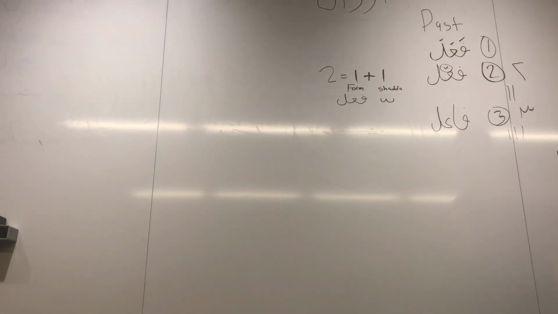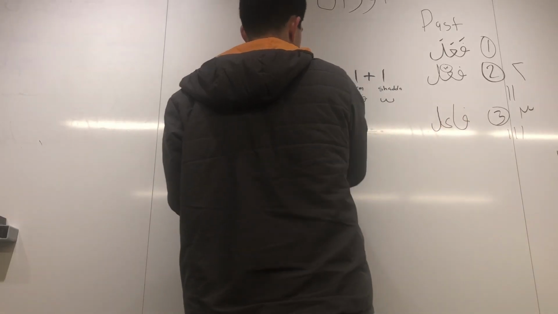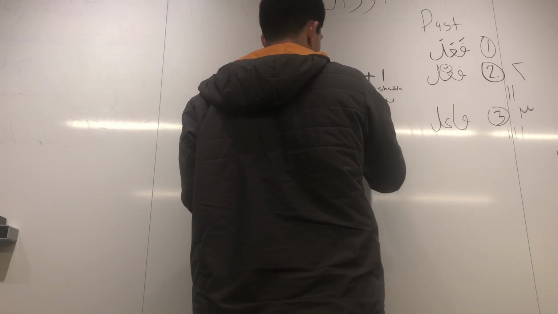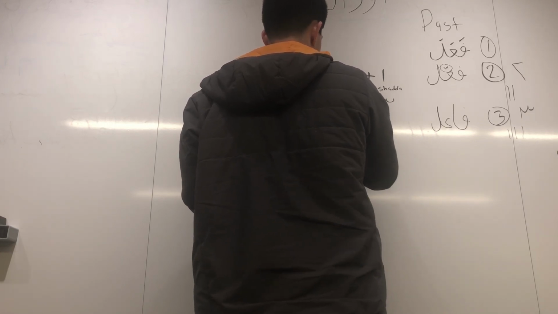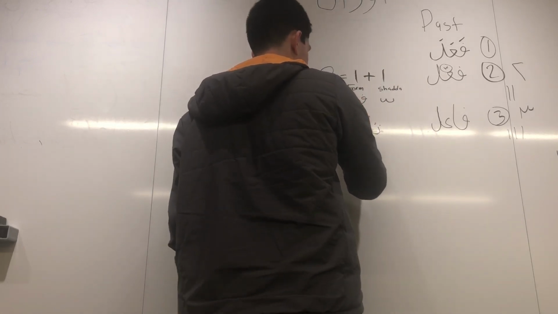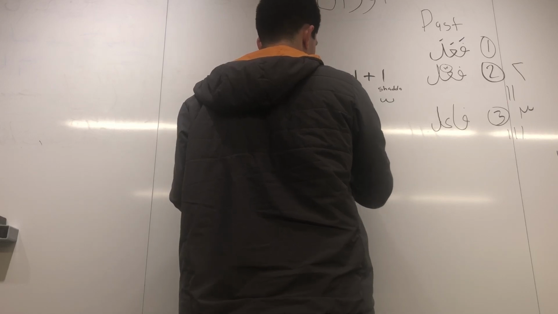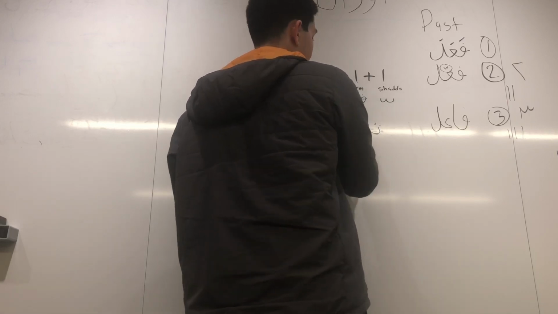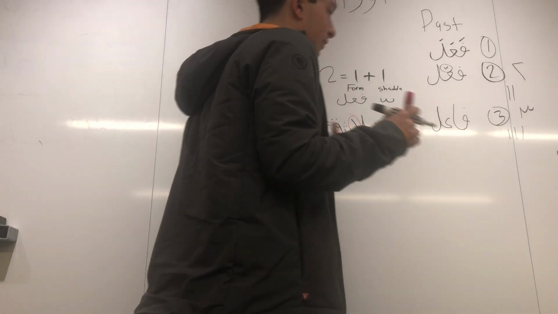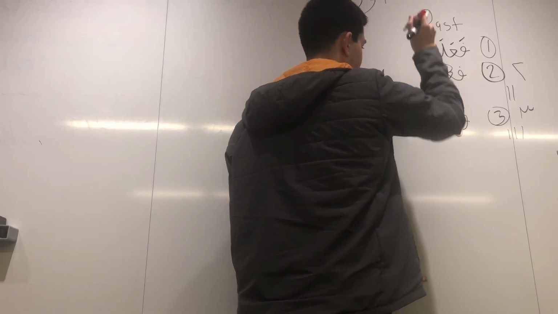Form 3 is fa'ala, and we all know how to say 3 in Arabic. 3 in Arabic is thalatha. Thalatha. And you can hear me stressing the alif. Thalatha. Because we take our form 1, fa'ala, and we're going to add an alif right after the fa.